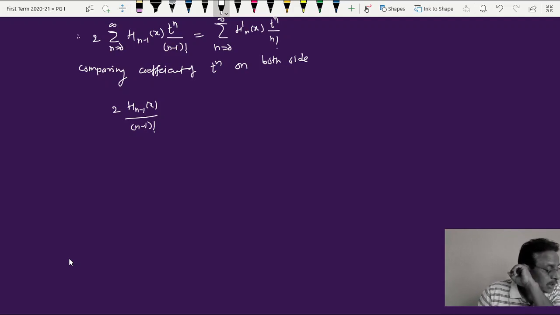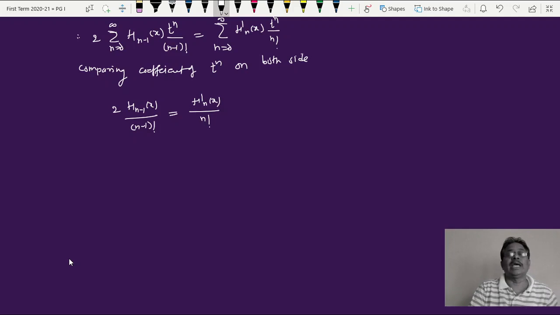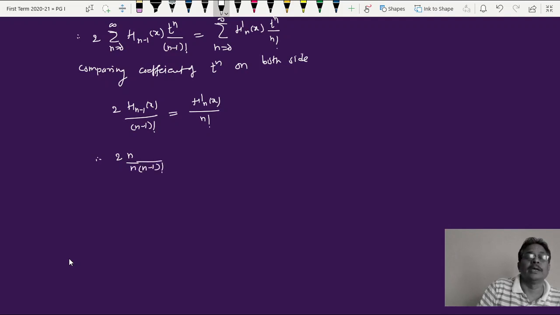We have to add something there. Okay, yes, we will do that. Right hand side is simply h dash n of x divided by n factorial. I have to make n factorial on both sides. Therefore, multiply by n, divide by n. So n minus 1 factorial into h n minus 1 of x is equal to h dash n of x divided by n factorial.